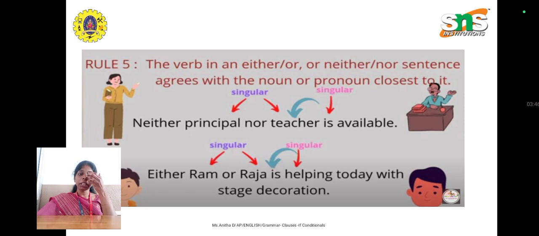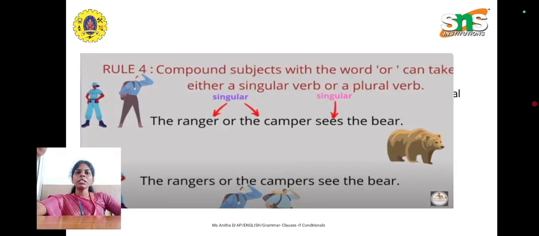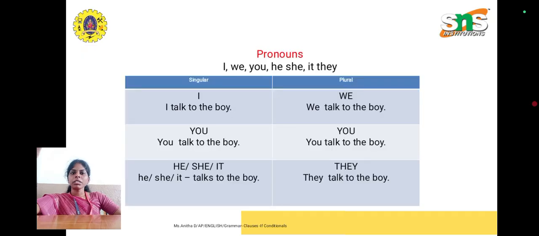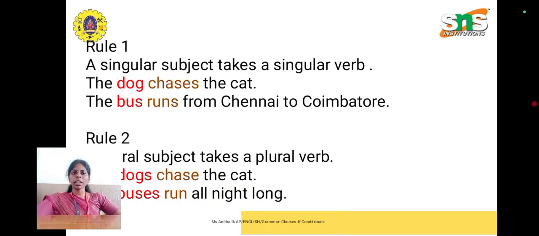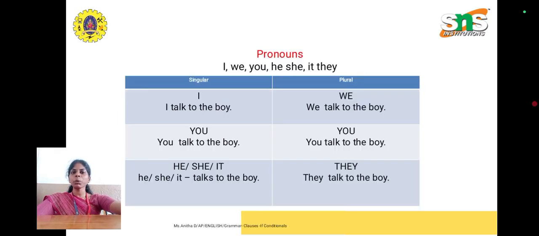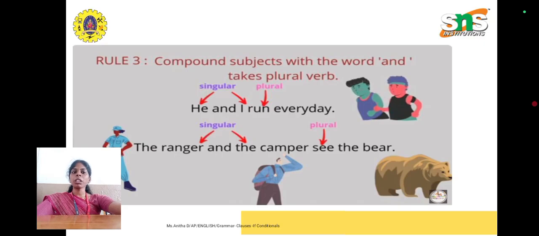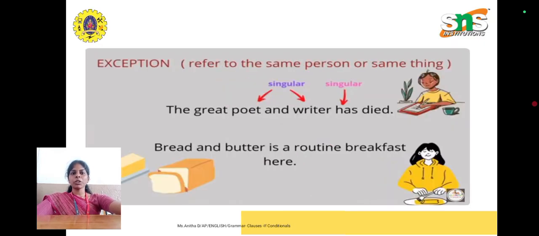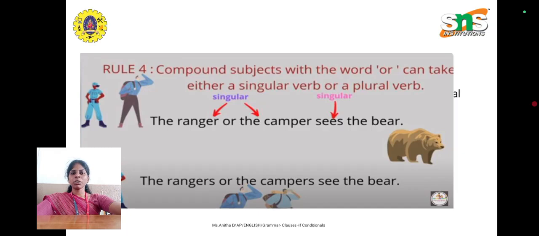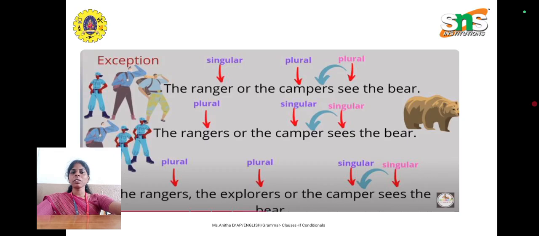Next is rule number 5, the verb in and either. Before explaining rule number 5, let me go back to rule number 1 and recall all the rules. Rule number 1: a singular subject takes a singular verb and a plural subject should take a plural verb. Rule number 3: compound subjects with the word and take a plural verb. The exception here is if you are explaining a particular person, don't get confused. If you are explaining a single person, go with the singular verb. The fourth rule: compound subjects with the word or can take either a singular verb or a plural verb. Here also we have some exceptions. Do check the screenshot and make a note of it.